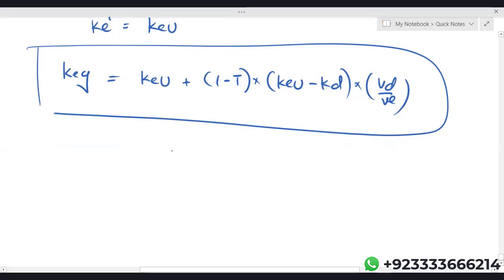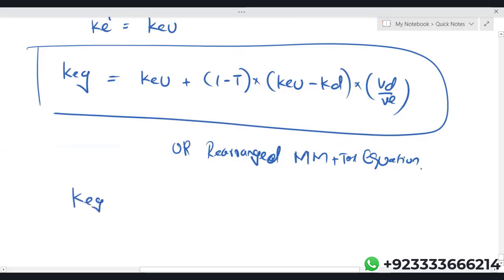Rearrange of this formula, rearrange the MM plus tax equation. That is proposition 2. That is KEG plus 1 minus tax rate.